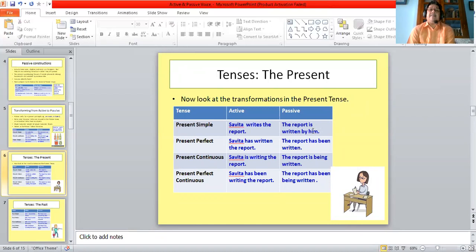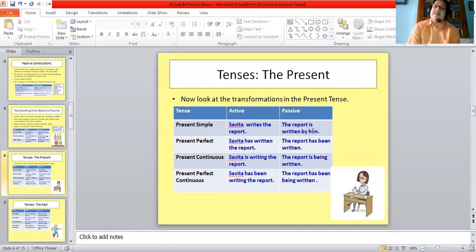In present perfect, this will be Savita has written the report. So when we transform that into the passive, what will it be like? The report has been written. Okay. In present continuous, Savita is writing the report. So changed into the passive, this would be the report is being written.